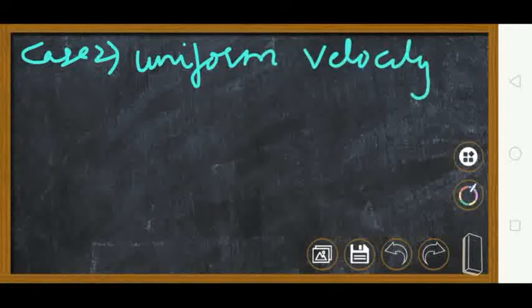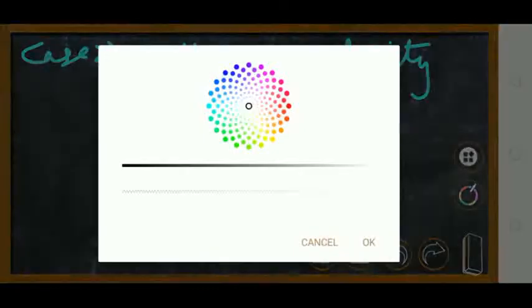Now let us take case 2, when the body is moving with a uniform velocity. Uniform velocity means its speed and direction both remain the same. The velocity is not changing. When the body covers equal distances in equal intervals of time in the same direction, it is known to be traveling with uniform velocity.